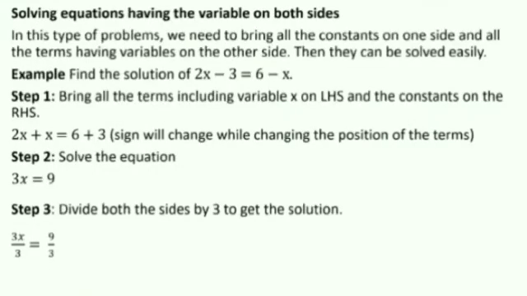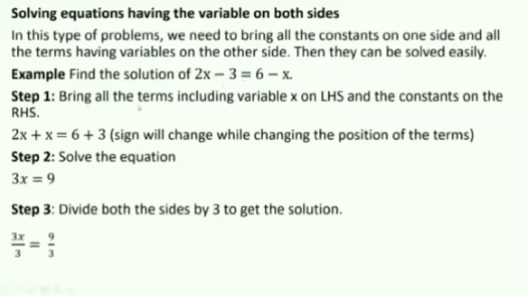Solving equations having the variable on both sides. In this type of problems, we need to bring all the constants on one side and all the terms having variables on the other side. Here we have example 2x minus 3 is equal to 6 minus x. So here this x we have on right hand side will shift on left hand side, and this 3 will shift on the right hand side.